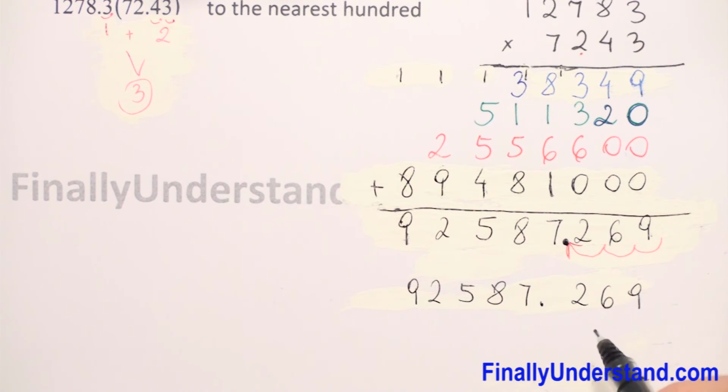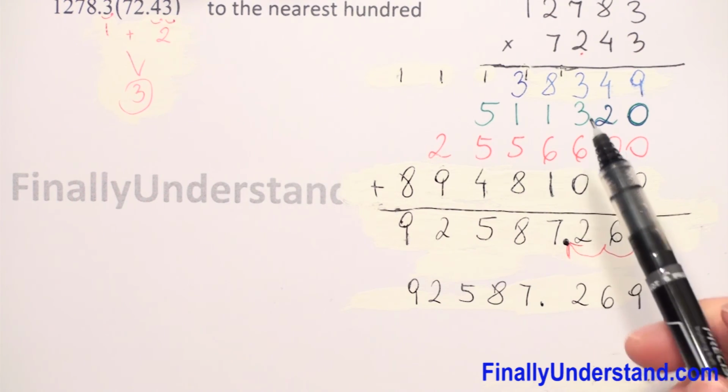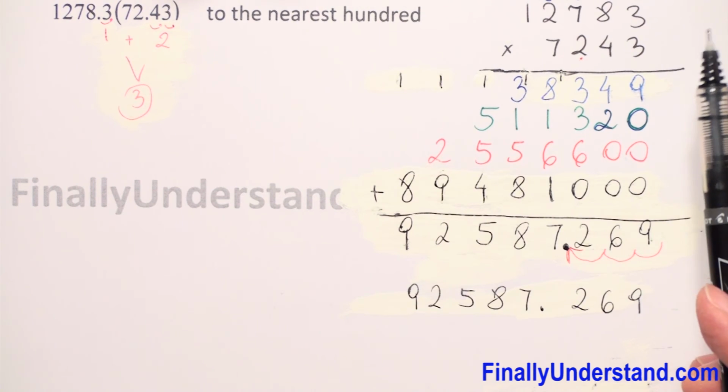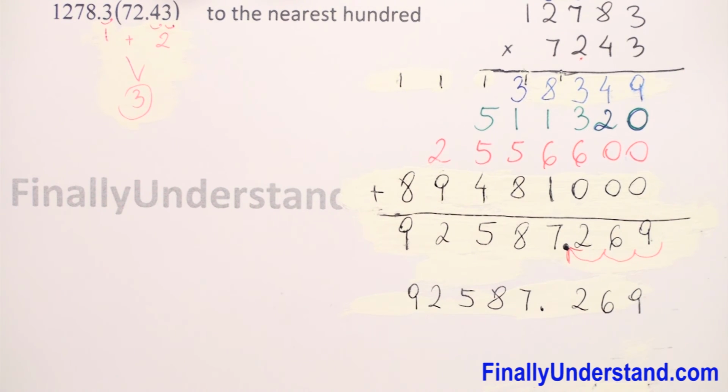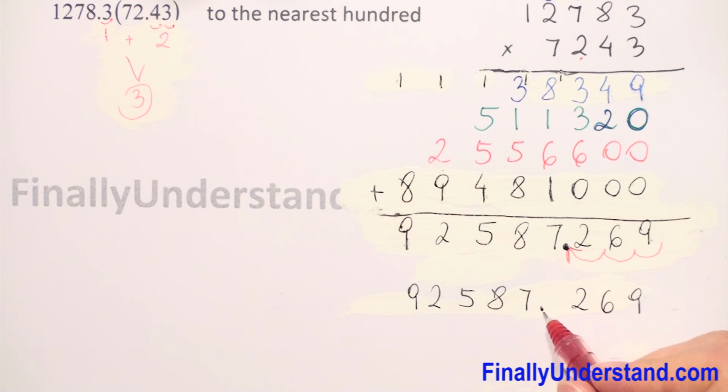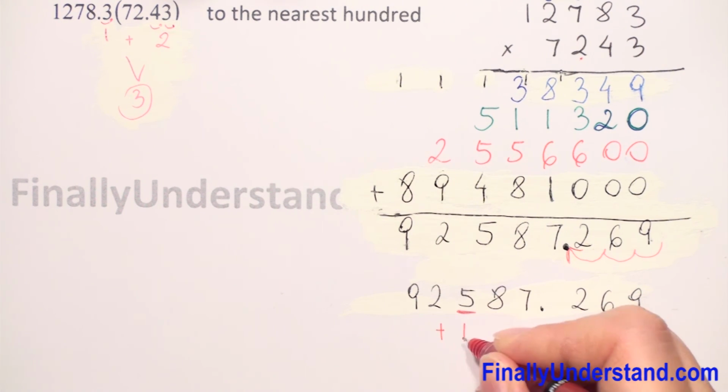When we have this product, we need to round to the nearest 100. So we need to underline the first 100. Where is 100? We go to the left side from the decimal point. This is ones, tens, 100. We underline it and we check the digit which is after our underlined digit, which is 8. When we have 5 or a greater number than 5, we have to add 1 to our underlined digit.